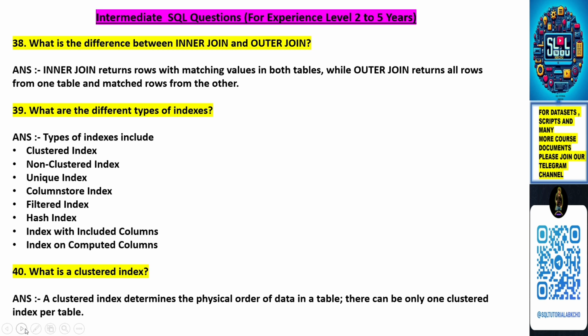Now 40th question. What is a clustered index? A clustered index determines the physical order of data in a table, and there can only be one clustered index per table. We don't create multiple clustered indexes on a table because it determines the order of the table, so we cannot determine the order of a table based on multiple columns. Now move on to the next question.